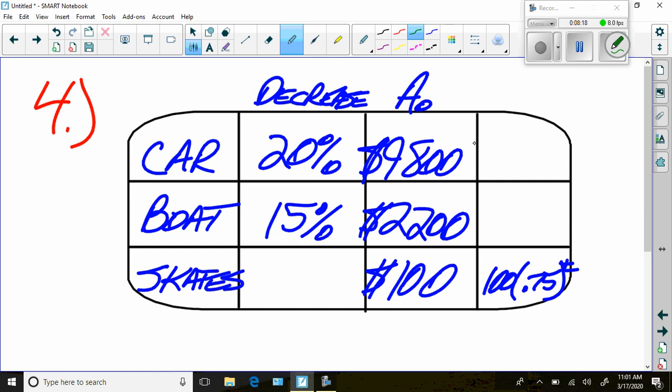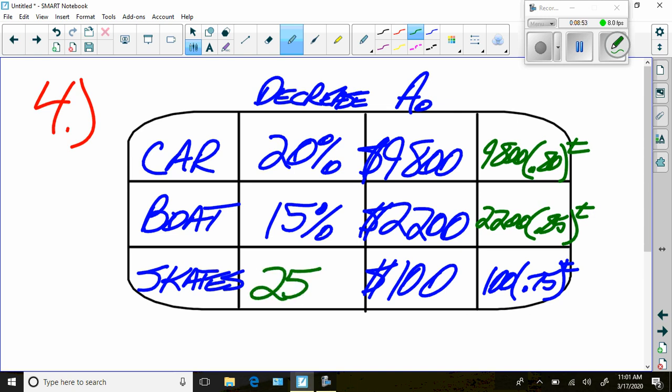Well, if it's a 20% decrease, I would take 9,800 and multiply it by 0.8 because I'm actually going to pay 80%. And then it doesn't say what the time is, so it's just T. This one for the boat would be 2,200. And then the discount's 15%, so this would be 0.85 because you're still going to pay 85% of that price. And then it's just to the T, whatever time it is. And then this guy over here, if it was 75, that means that it was discounted at 25%.